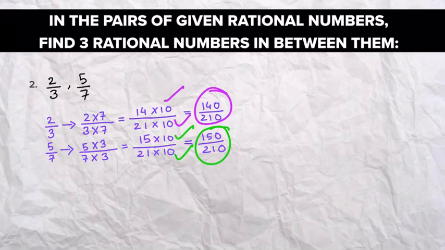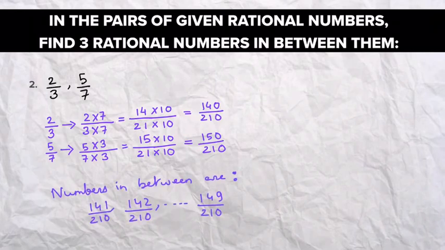ठीक है. Now the denominator is same and between the numerator there is a gap. Denominator same हो गया और numerator के बीच में 140 और 150 के बीच में तो 3 नंबर्स हम निकाल सकते हैं. Right? So numbers in between 140 by 210 and 150 by 210 are 141 by 210, 142 by 210, 143 by 210, 144 by 210, etc. up to 149 by 210. ओके, इसमें से कोई 3 आप सिलेक्ट कर लोगे, आपका आंसर सही हो जाएगा.